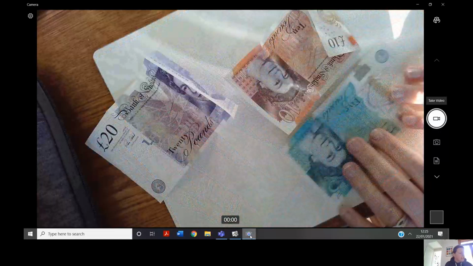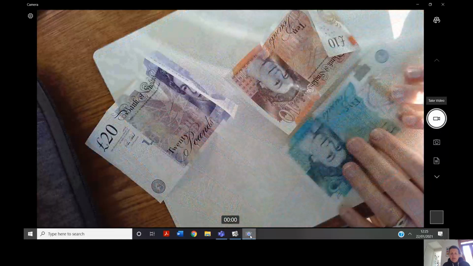So here we have Jane Austen, who is a famous author, Winston Churchill, who was Prime Minister during the Second World War and after, and we have Adam Smith, who I think was an economist, which means he writes all about finance and money. I'm not sure, I'll check that. So these are notes. I don't have a £50 note because they are not really that frequently used.